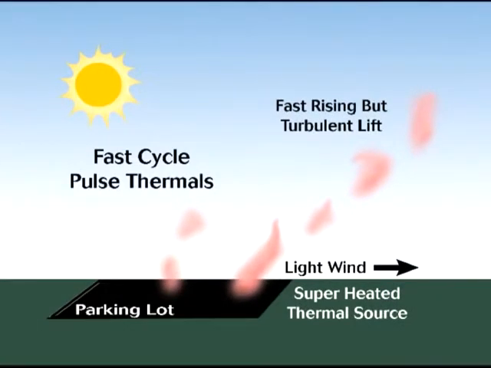In light winds, a fixed and concentrated thermal producing area, like a parking lot, can generate quick pulsing streaks of lift in rapid fashion. These pulse thermals cycle every minute or less and are often turbulent, fast-moving, and of short duration.